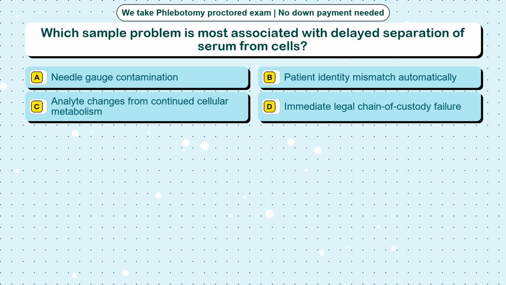Option A. Needle gauge contamination. Option B. Patient identity mismatch automatically. Option C. Analyte changes from continued cellular metabolism. Option D. Immediate legal chain of custody failure.